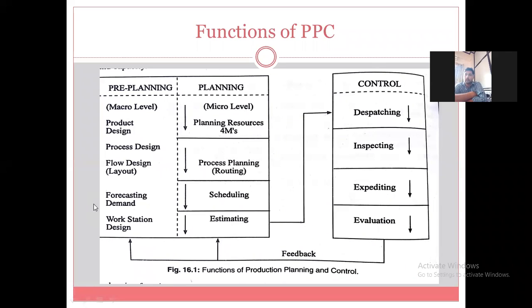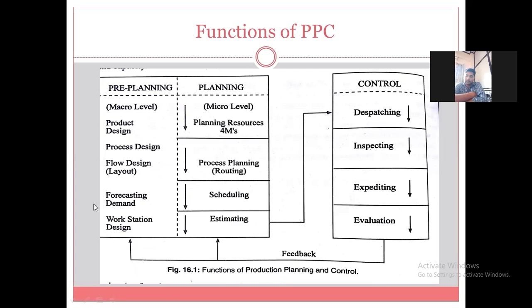Whereas in planning, we are doing the planning related to the 4 M's. First of all, process planning, planning resources, and the 4 M's are machine or equipment, material, manpower or labor, and the last one is methodology. Then in planning, the next step is process planning. In process planning, we are deciding the flow of material inside the industry, whereas in scheduling, we are providing the loads to the machines according to their capacity.